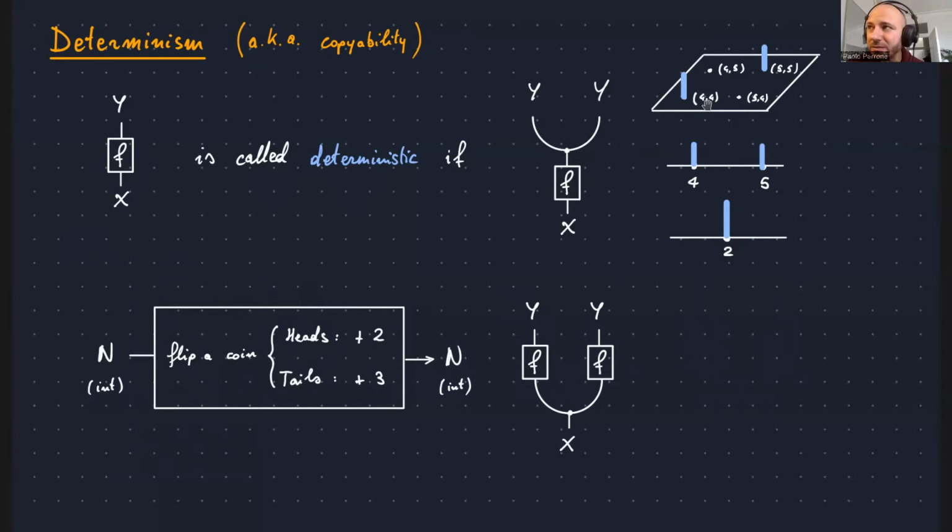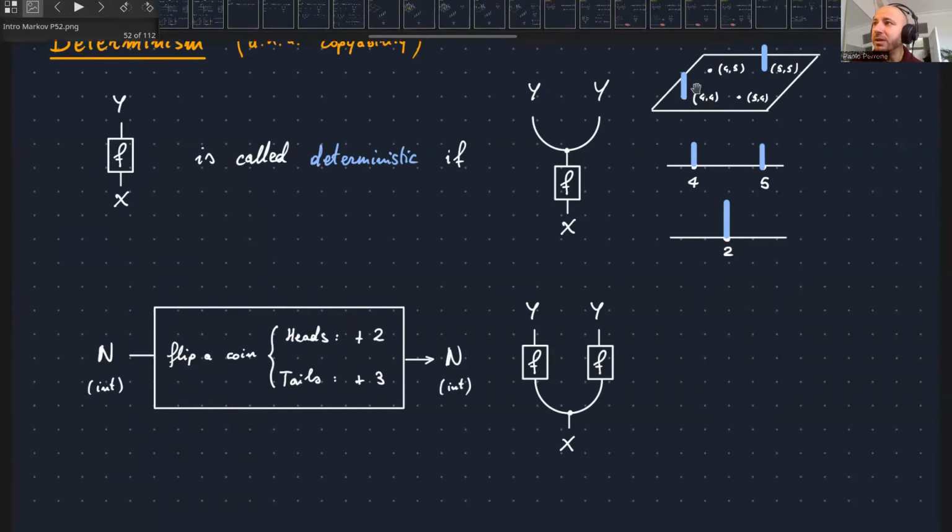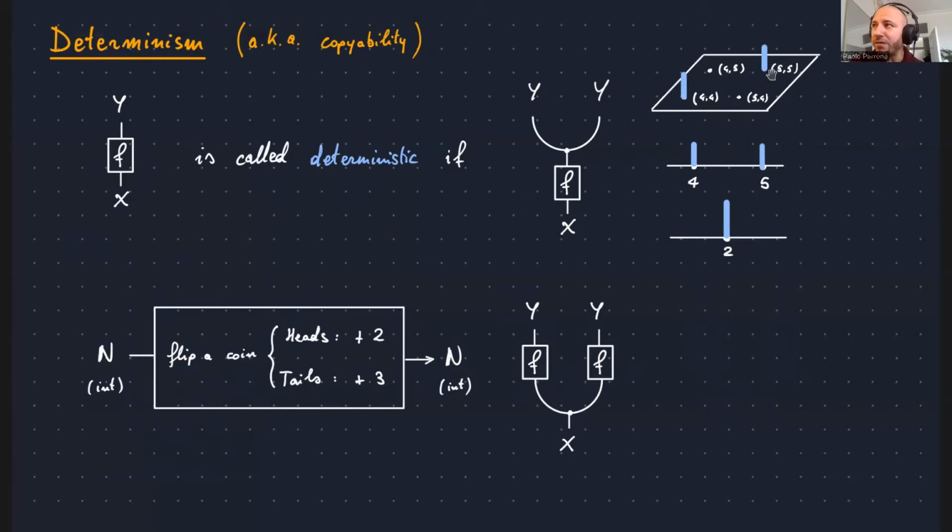So you are sure that whatever you get, the two outcomes are going to be equal. You don't know which ones, right? But they're equal. Okay, so if you're familiar with quantum probability, this is a little bit like entanglement, but this is fully classical. There's no quantum stuff here. So 4, 4 or 5, 5, you don't know which one, but the two copies are going to be equal with probability 1. Perfect correlation, if you want.